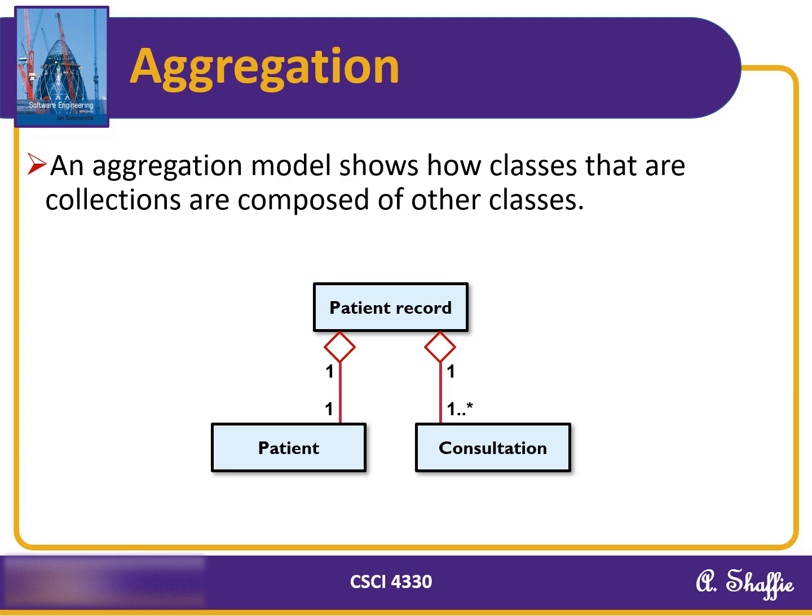In UML, aggregation is shown by adding a diamond shape to the line linking the classes, next to the class representing the whole. For instance, you see here a patient record from a Medicare system. The patient record is composed of the patient class and an indefinite number of consultation instances. This means the record holds both the patient's personal information and individual records of each consultation with a doctor. This representation helps show how different components come together to form a complete system.